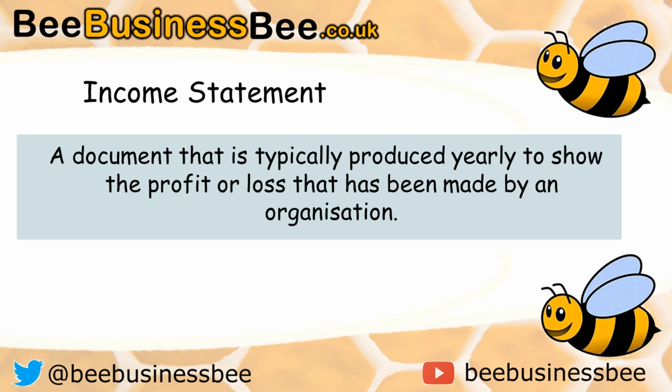So firstly, let's focus on the income statement. Now, the income statement is a document that is typically produced each year to show the profit and loss that an organisation has made. Now, we're going to look at the income statement and focus on how we might adjust that for accruals and prepayments.